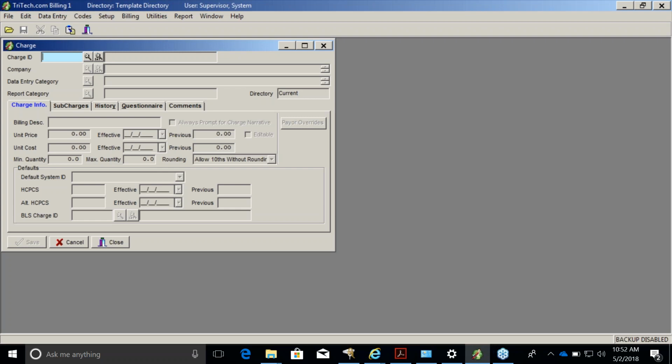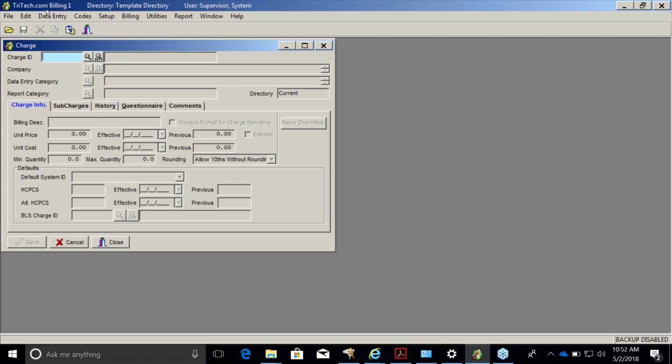Therefore, you will not need to enter the specific details for each charge every time you enter a charge on a call, as it will be saved in the form of a charge code. Required fields on the charge code are our charge ID, our charge description, and our default system ID.